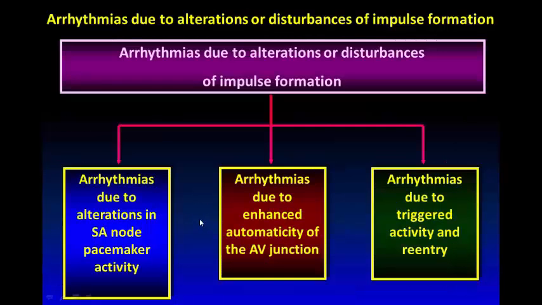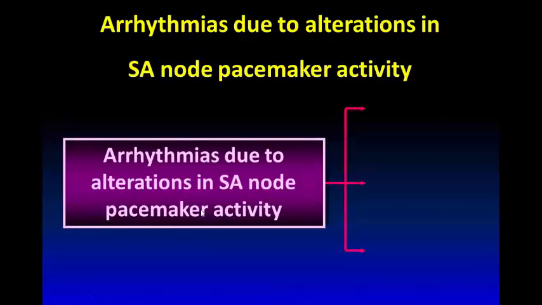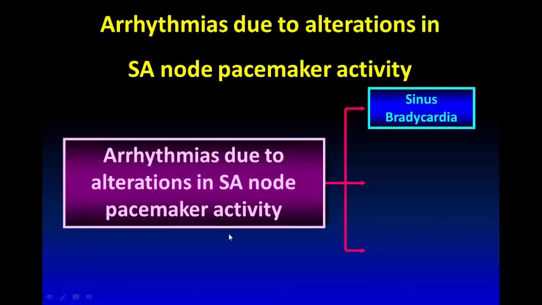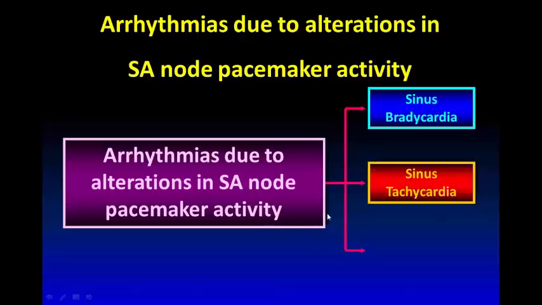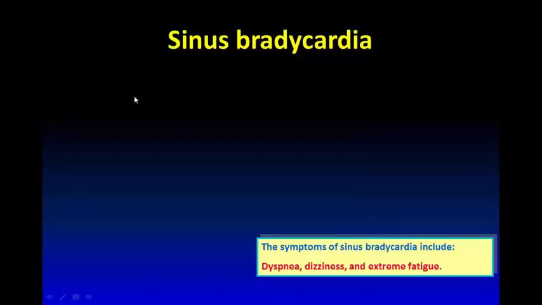Now let's describe the first category of arrhythmias due to alterations or disturbances of impulse formation, which are arrhythmias due to alterations in sinoatrial node pacemaker activity. These arrhythmias include sinus bradycardia, sinus tachycardia, and sinus arrhythmia, which is also known as respiratory sinus arrhythmia. Let's begin with the description of sinus bradycardia.